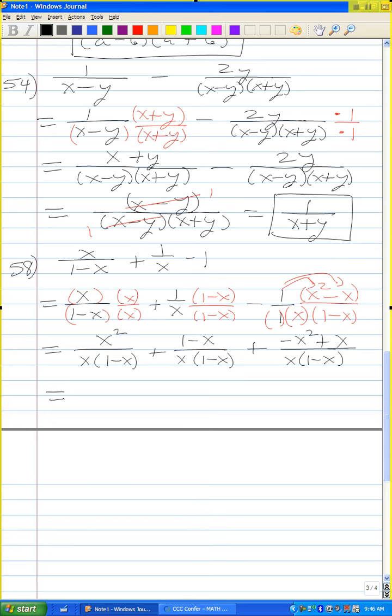So let's add each of these fractions and write them all over the common denominator, x times 1 minus x. So I have here x squared minus x squared, so those cancel. I have here negative x plus x, that cancels. So all that remains is a 1. And that is your answer. Let me do problem number 64.